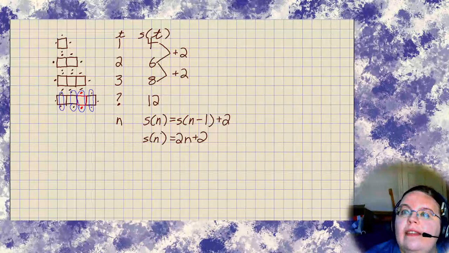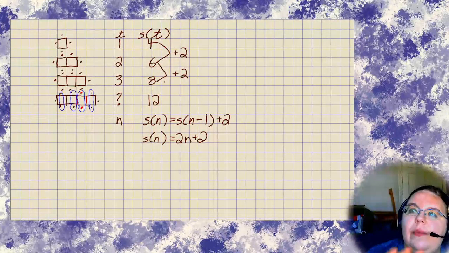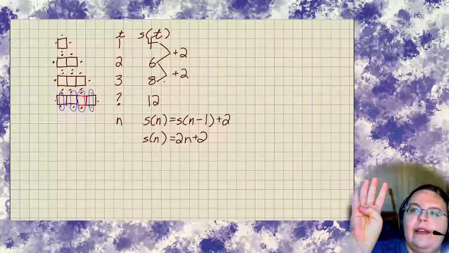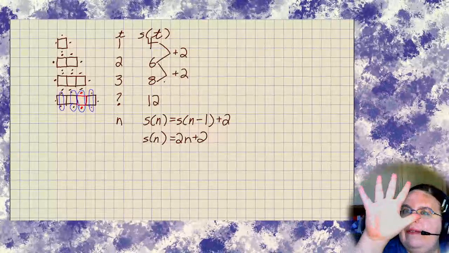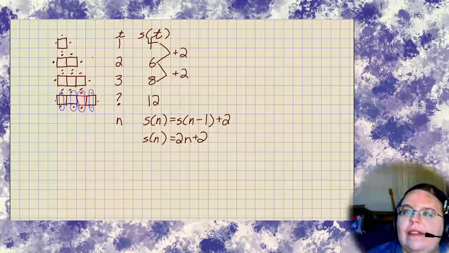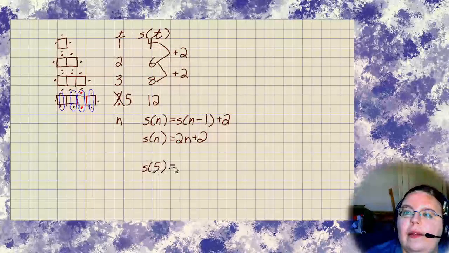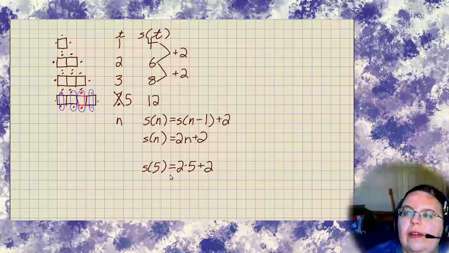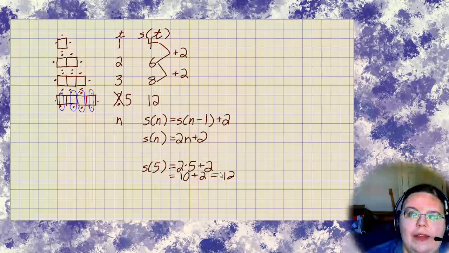So I see 4 isn't enough, we can just keep adding 2. See, we were at 10. If we add another table, that's 2 more, that's 12. So 5 tables. And we can plug that in to check. S of 5 would be 2 times 5, then plus 2. 10 plus 2 is 12. And there we go, it worked.